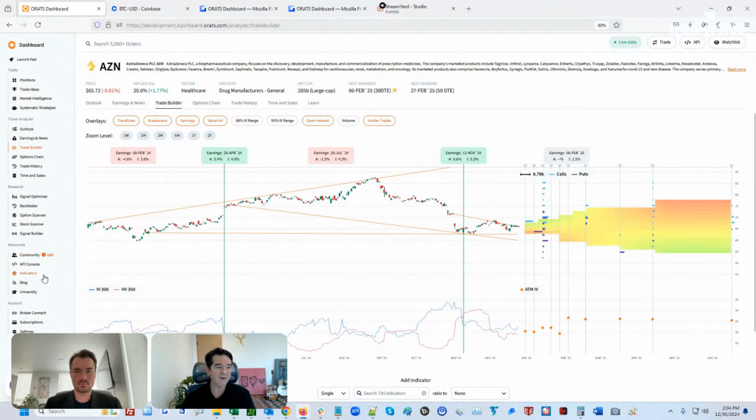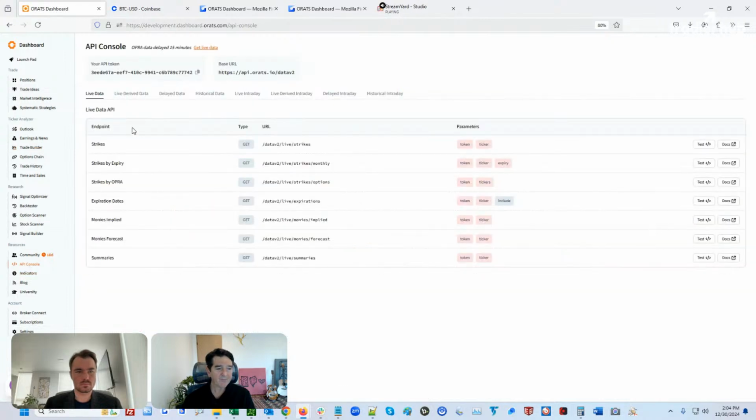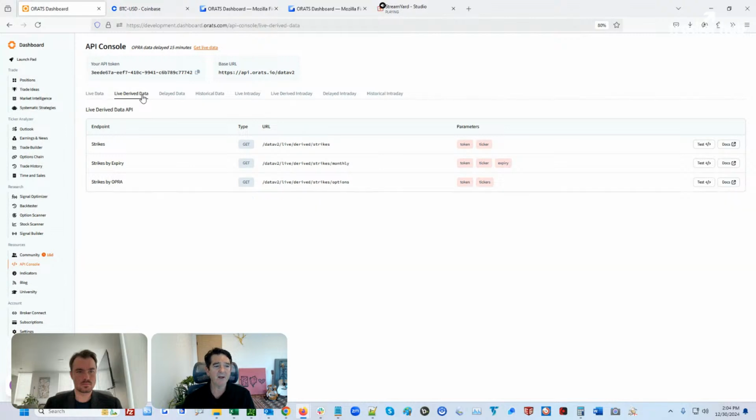And like Tyler said, you could go, this is our API console. We have live data now. And then I should mention that we have live derived data. So the derived data is great for people making platforms, new people coming into the industry and professionals. Since it's all derived, there aren't any agreements that you have to get with OPRA or the other exchanges.